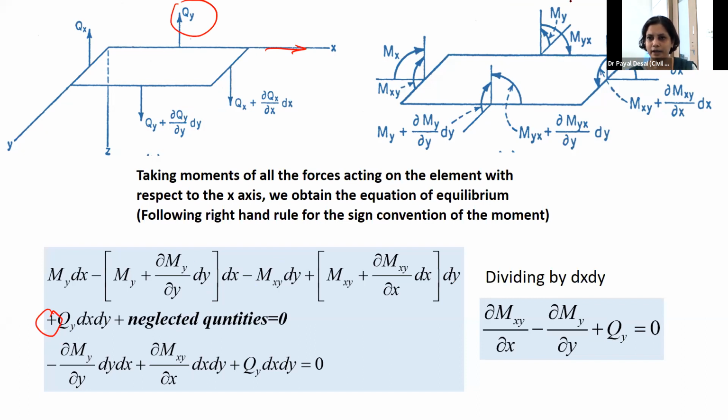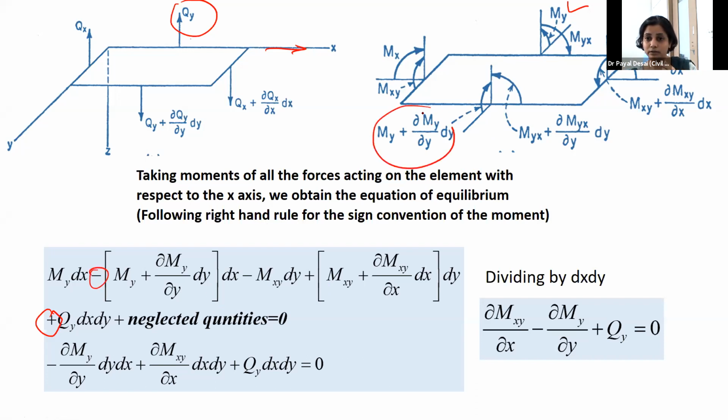So here Qx will surely produce the moment about the y-axis and the variation of it, and according to positive, negative, I can write. So one is giving you the right hand side thumb, and the other one is giving you the left hand side thumb. So you may see here the sign, yeah, negative sign.